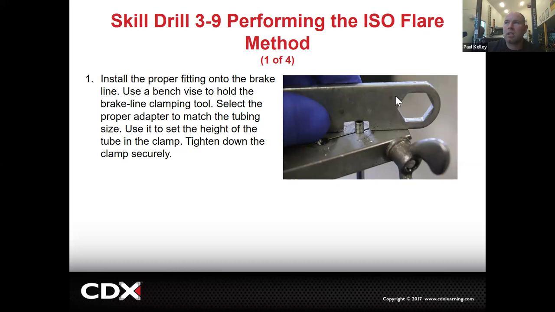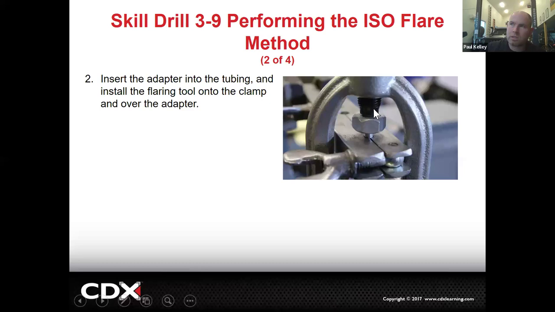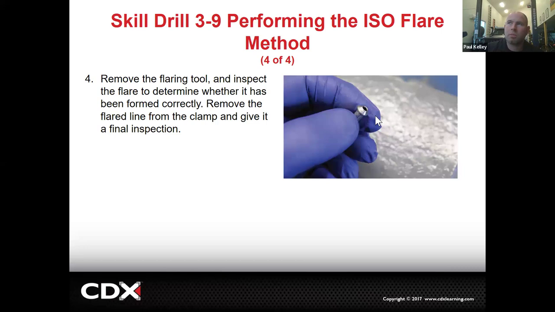And then here's another one talking about making an ISO flare. You see, it's kind of similar, but instead of setting the depth with that little die, you actually set it with this little wrench. And then this is a one-step job. Boom, that's going to make the bubble right there. One and done. And there's a bubble flare. Cool. So not real hard.